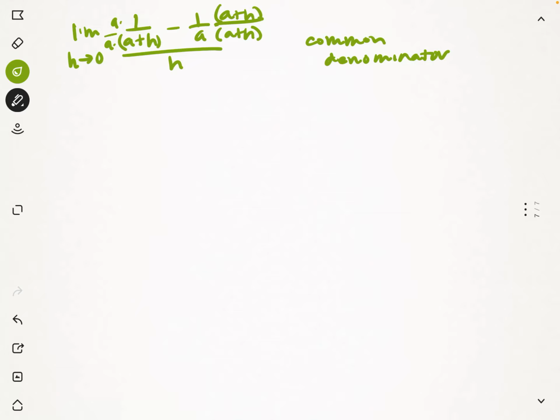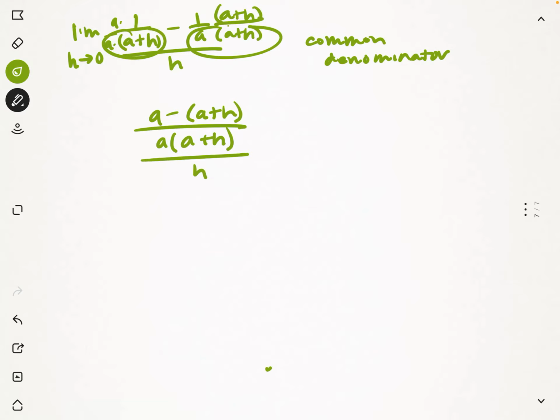So now let's rewrite this whole top part. Now our common denominator is a times a plus h. Each of these has the same denominator. This first part is going to be a times 1, which is a. And the second part is going to be minus 1 times a plus h, so that's just going to be a plus h. And then this whole thing over h.